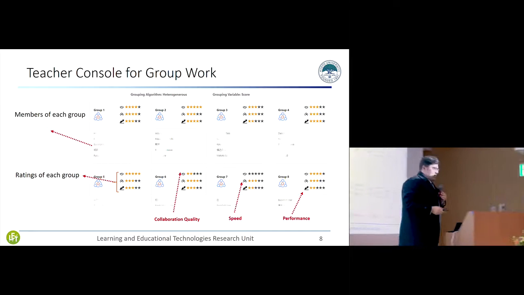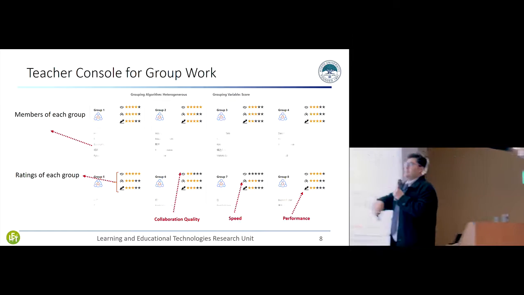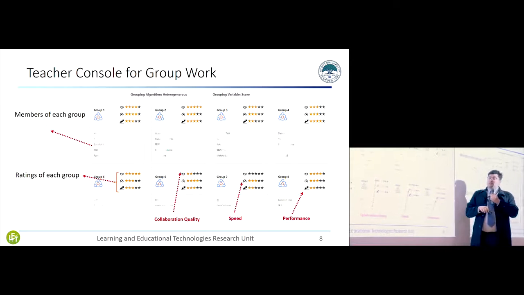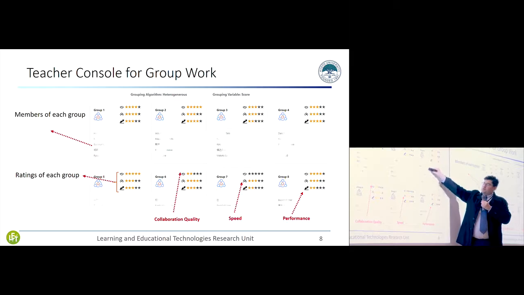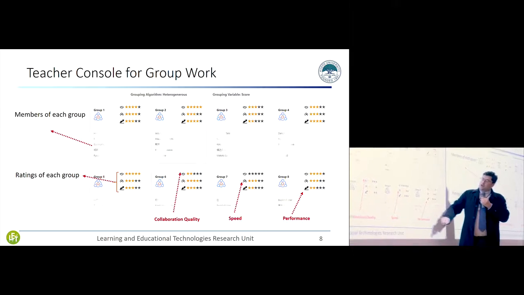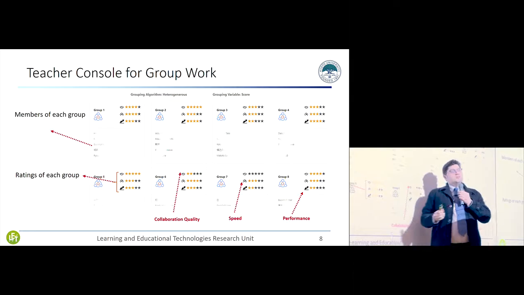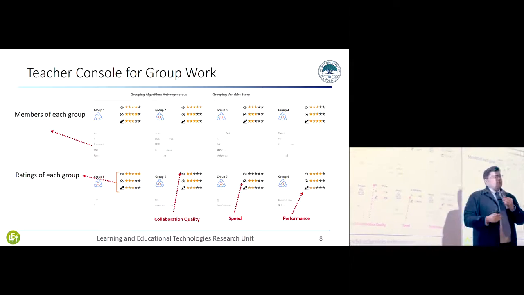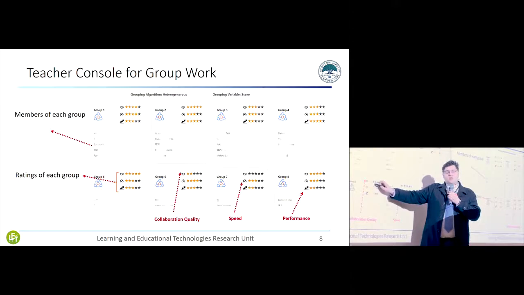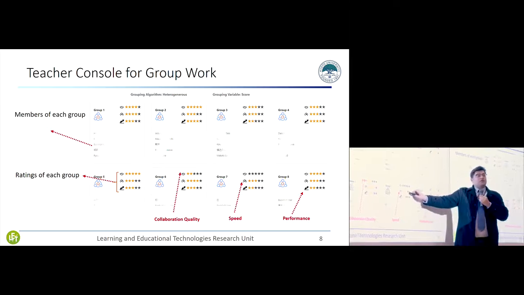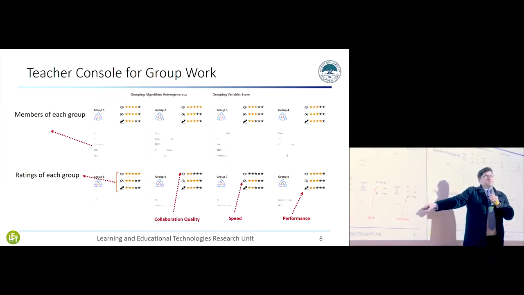After that, our system has a group work console. So these are the groups that were created automatically by the system depending on different variables and different data. And these are the student members. I anonymized it here so we don't see the real names, but the names are shown here. And these are the different categories that the teacher can use to grade the students. Okay, so a teacher can grade collaboration quality, collaboration speed of this particular group, and performance as well.